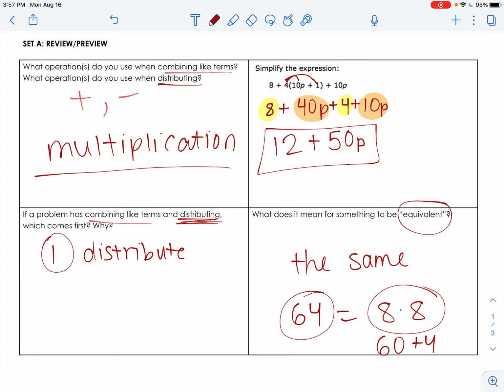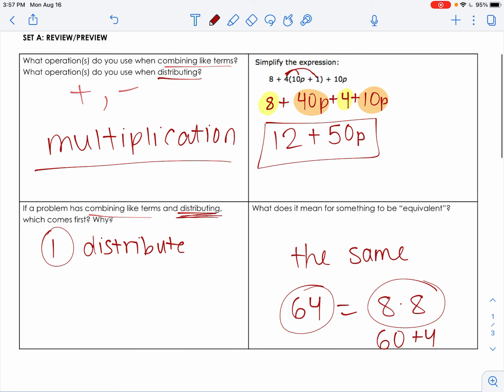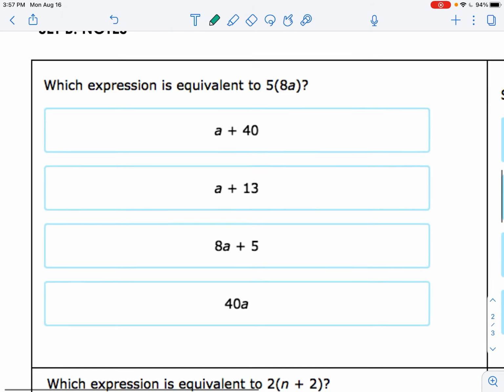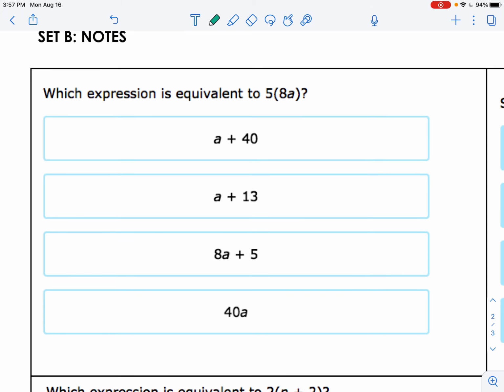Now, this whole equivalence thing that we just learned, we are going to continue on to truly learn how we figure out if two things are equivalent. So let's start just with a plain old problem. The question asks me, which expression is equivalent to 5(8a)? How do I figure that out? Well, I've got 4 options. Which one is equivalent? Well, first of all, I should evaluate.